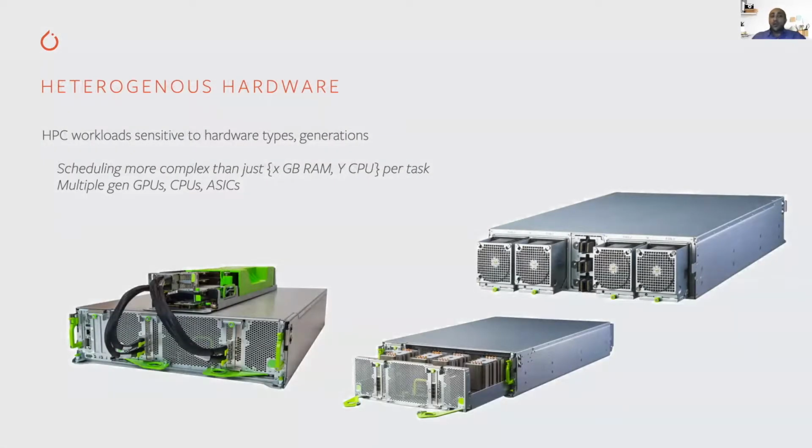We run multiple training hardware types and different generations of each hardware in our data center. We have training on CPUs, GPUs, and even custom ASICs. ML workload is similar to high-performance computing workload as well. HPC workload is sensitive to hardware types and generation. This makes scheduling a more complex challenge than just allocating X amount of GPU memory or Y number of CPUs per task, since it needs to take all these constraints into account.